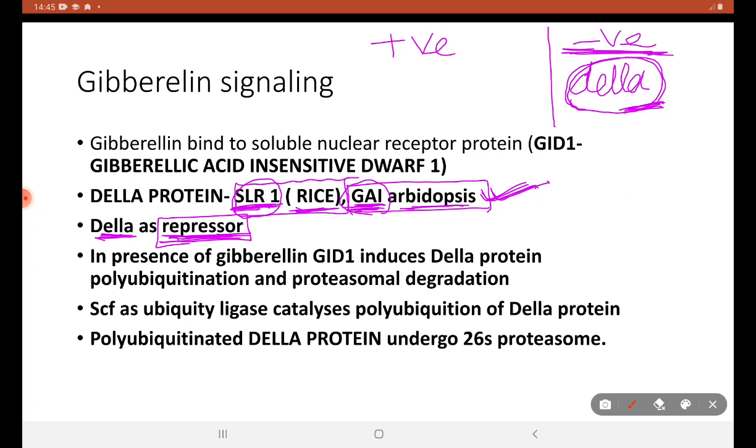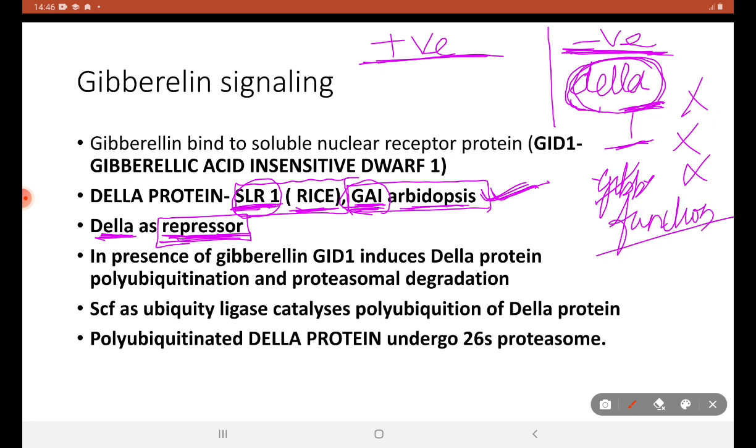So what will happen? We will see what happens in the case of presence. In the case of absence, all the functions will be absent because DELLA protein will come, bind and repress gibberellic acid functions.